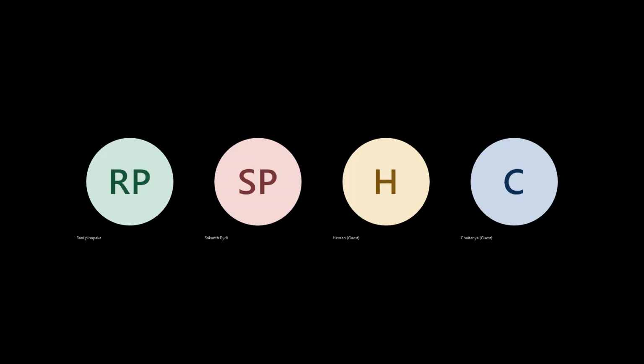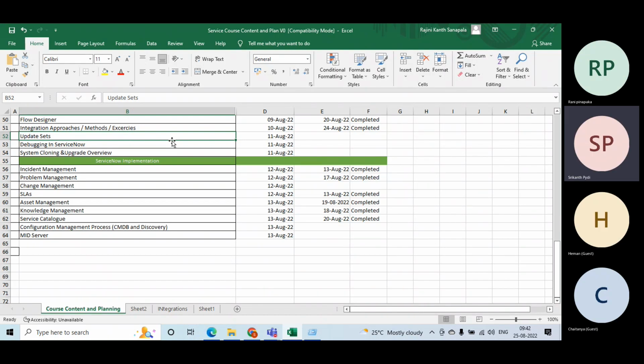Update sets, debugging and system cloning, also upgrades. These all come under system maintenance. Okay, system maintenance activities. For example, let us say we are working in a dynamic environment wherein we have multiple instances, such as a development instance, a quality instance, and also the production instance. As an administrator, we are responsible for managing the health of this environment.